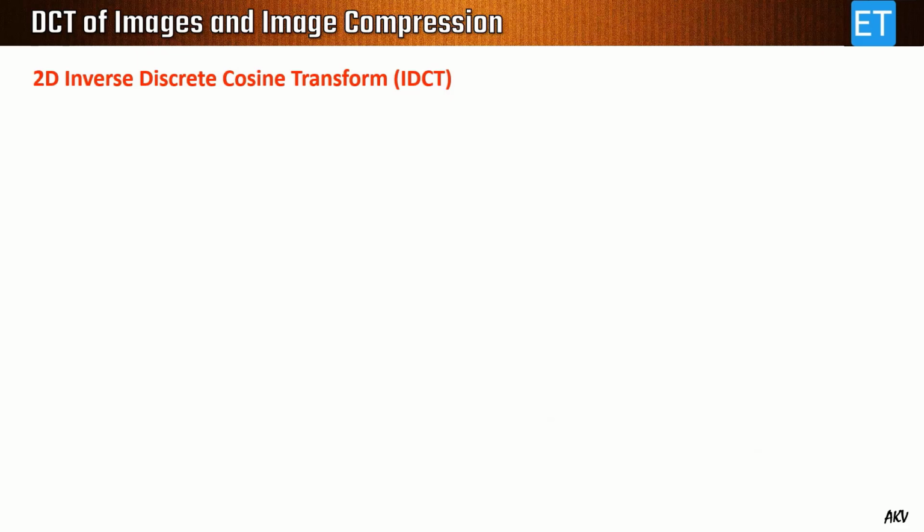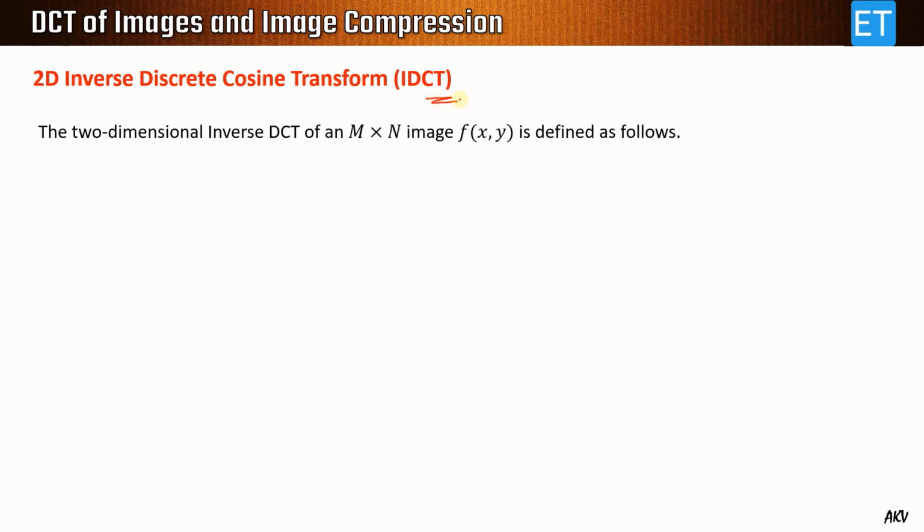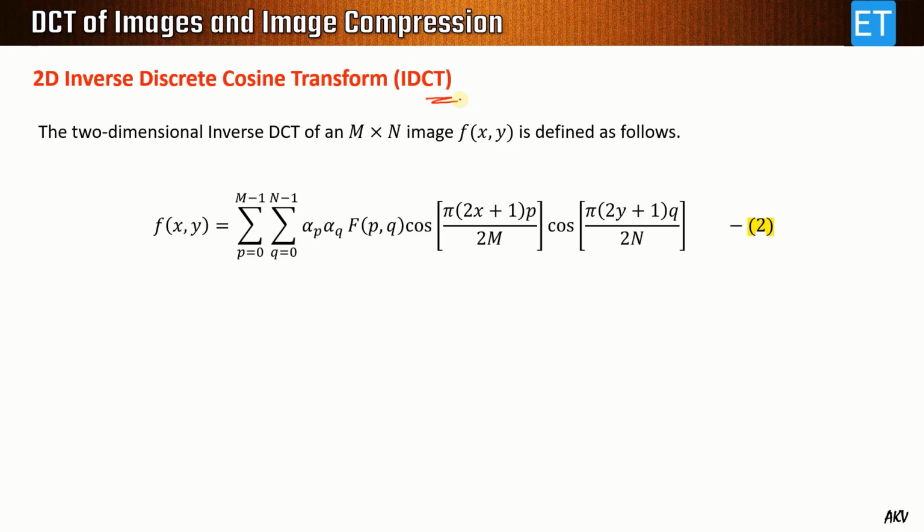Now let us see how we can compute the inverse transform, IDCT. So for an image of size m by n, the inverse transform can be achieved by this equation. So this was your matrix, which is computed by the equation 1. I mean, it is carrying all the discrete cosine transform coefficients F(p,q). And now we are varying x and y.